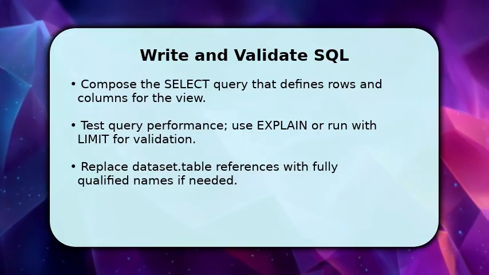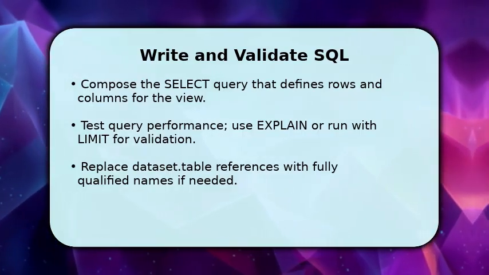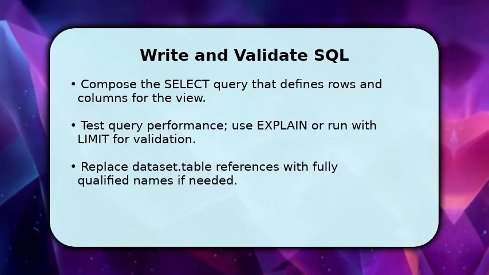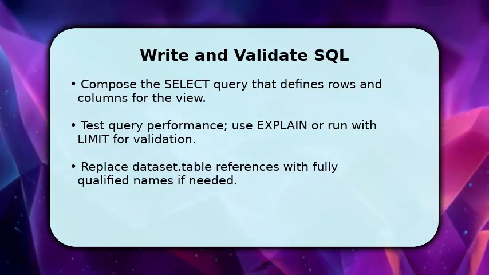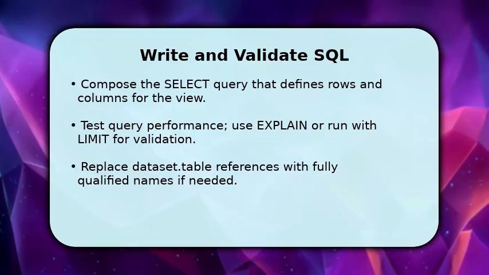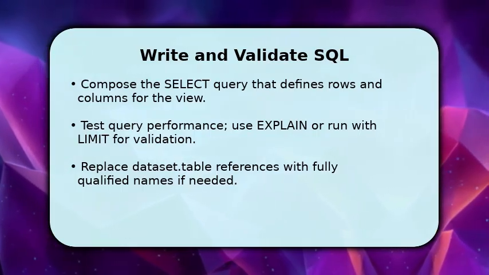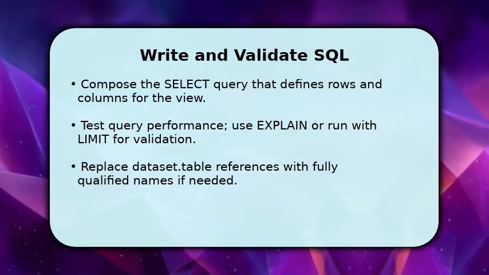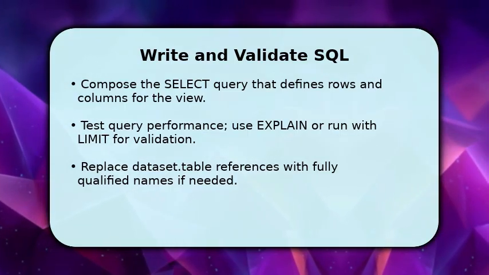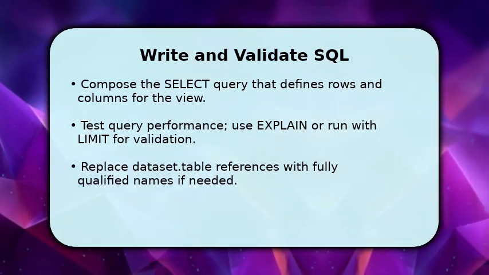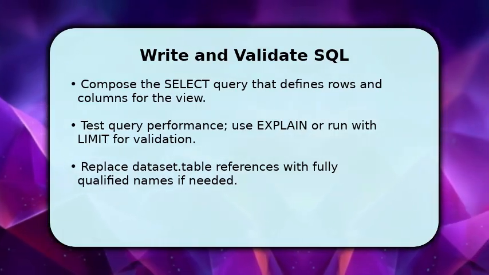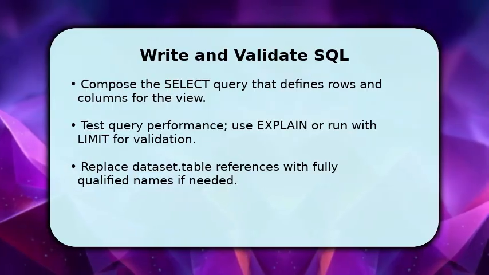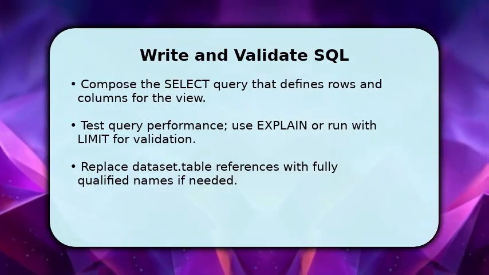Now write the SQL that will power the view, a clean select that returns only the columns and rows you need. Test the query interactively, run it with a limit or use explain to inspect the plan and spot costly scans. While iterating, convert any relative references to fully qualified project.dataset.table names to avoid ambiguity. Once the query returns correct sample results and performance looks acceptable, you're ready to wrap it into a create view or create materialized view statement.